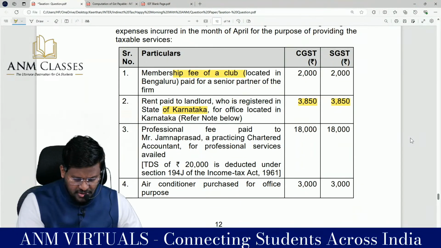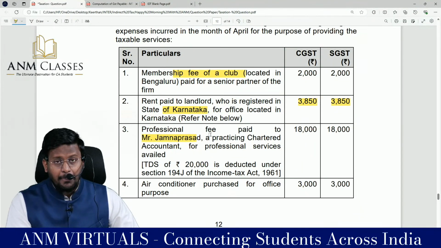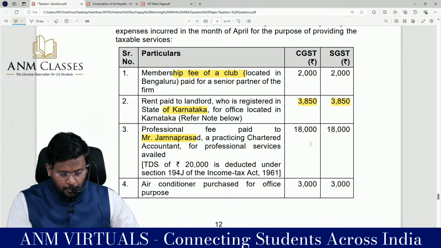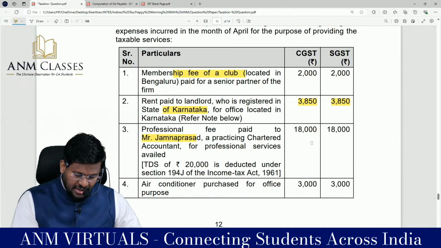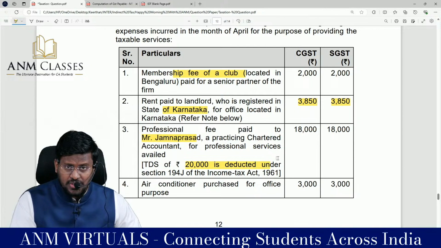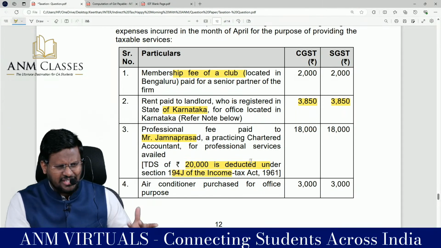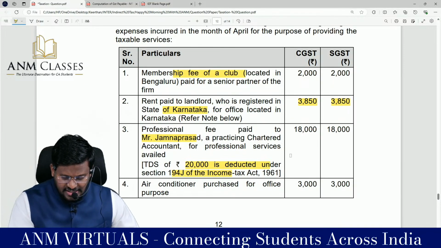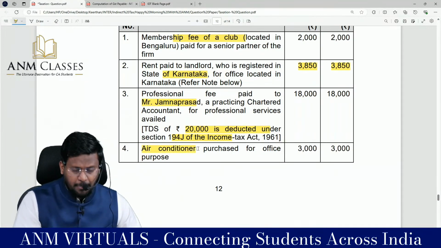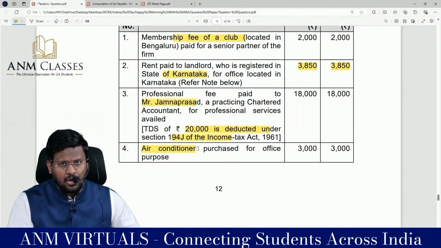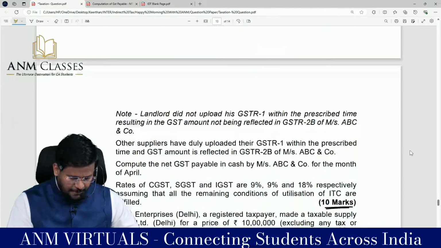Professional fee paid to Mr. Jamna Prasad, a practicing chartered accountant, for professional services availed. TDS of 20,000 is deducted under section 194J of the Income Tax Act. Let it be there. AC purchased for office purpose. This is a capital good. On that you can take ITC.